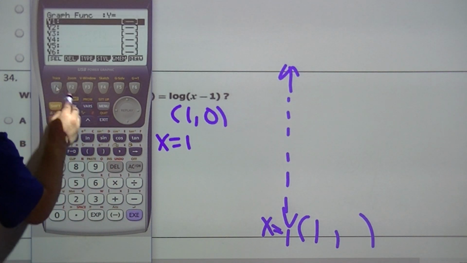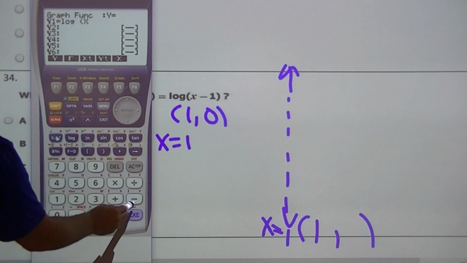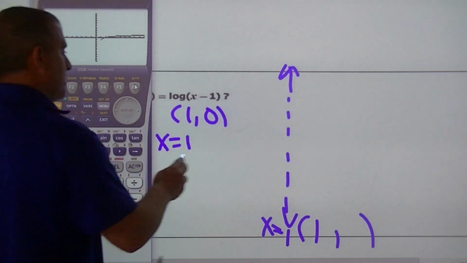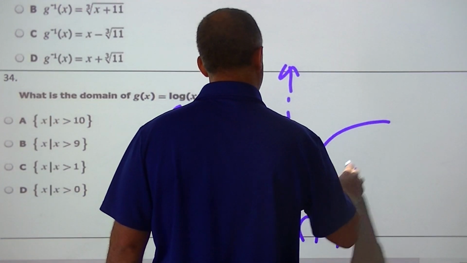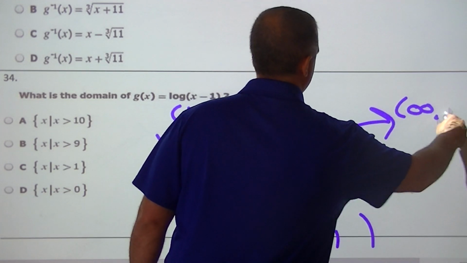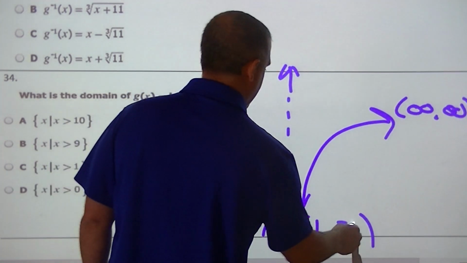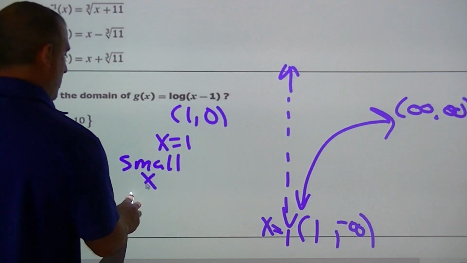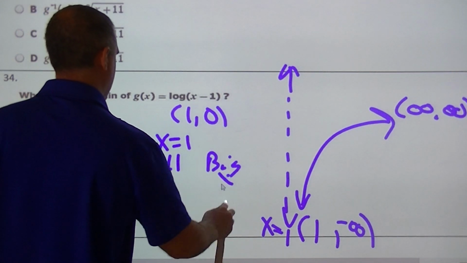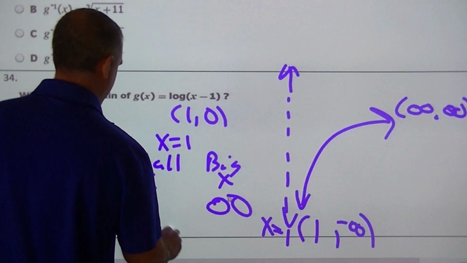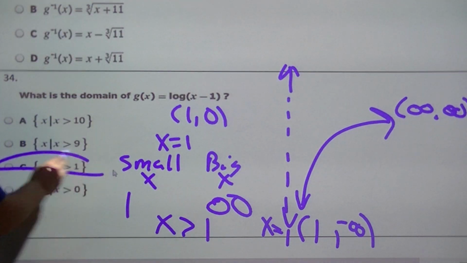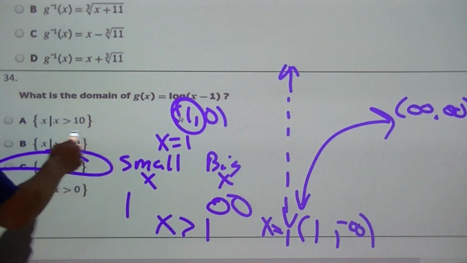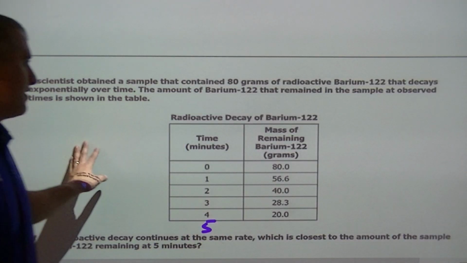All right, log x minus 1. All right, so what I got is this. But the idea with logs is it's going to go like that. So this would be infinity, infinity. This would be 1, negative infinity. So if I look at the smallest x is 1, the biggest x is infinity. So this would be x is greater than 1, which would be that. The easy way to look at that is whatever the x coordinate is, that's what's going to tie there. Okay, 35 has been completed.